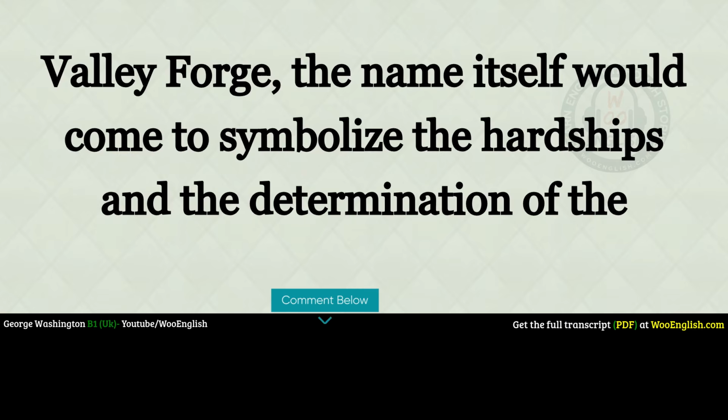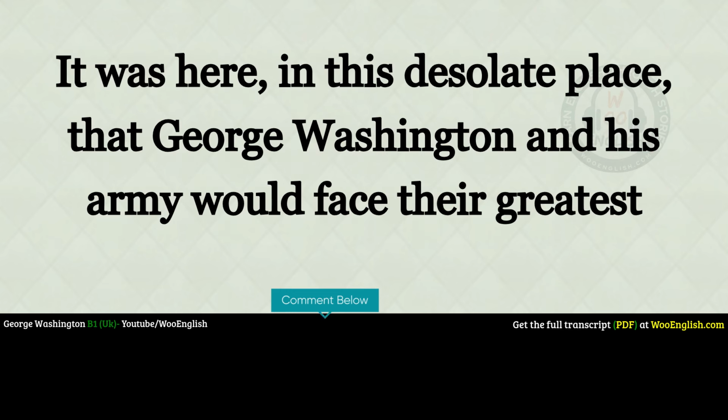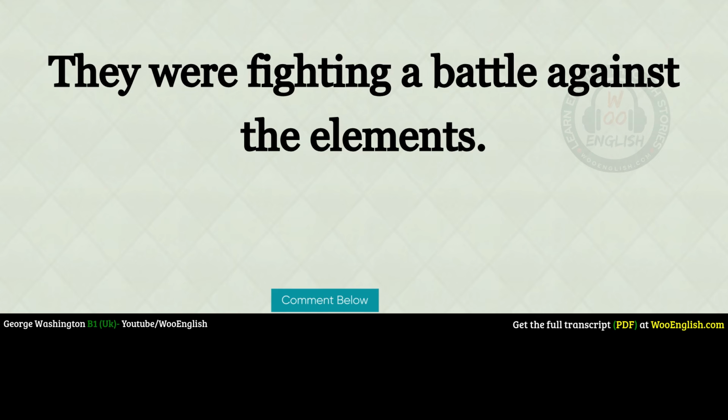Valley Forge. The name itself would come to symbolize the hardships and the determination of the American cause. It was here, in this desolate place, that George Washington and his army would face their greatest challenge. They were not fighting a battle against the British. They were fighting a battle against the elements, against hunger, against despair.